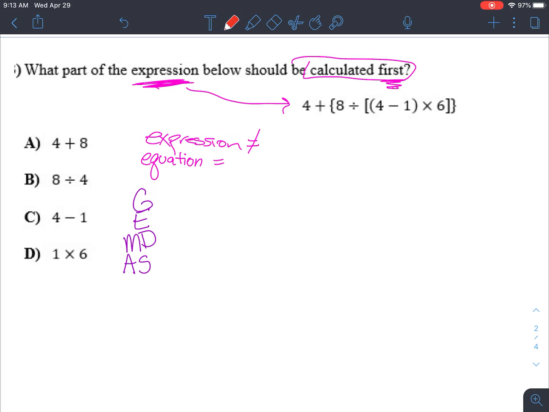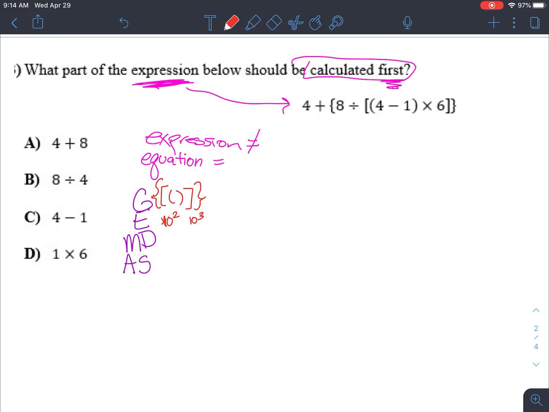When I think of my G, I think about grouping. Grouping could look like parentheses. It could look like brackets. It could look like braces. One of you guys taught me what these things were called. I don't even remember who it was. Maybe Ryle. But any of those are grouping symbols. The E stands for exponents. So remember, an exponent could be 10 to the power of 2, 10 to the power of 3, anything to the power of anything. Those are exponents.